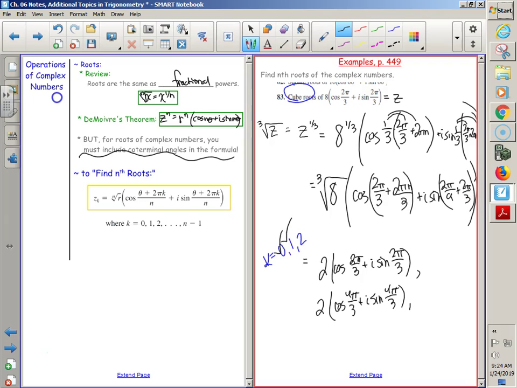Comma. And then all I need to do is one more, because I need 3 answers for a cubed root, 4 answers for a fourth root, 2 answers for a squared root, etc. So I just need to go 1. K is 2. Now this is 4 pi over 3 plus 2 is 6 pi over 3. Wait a minute.